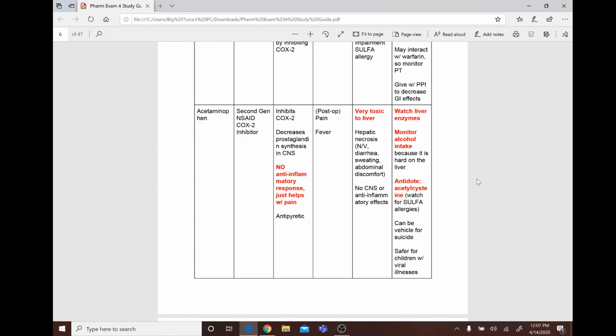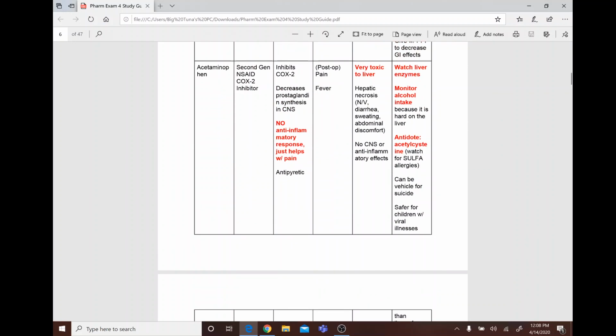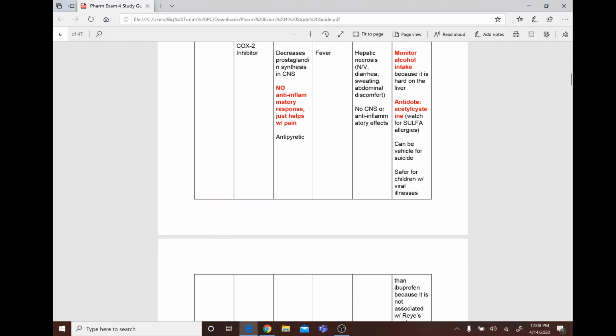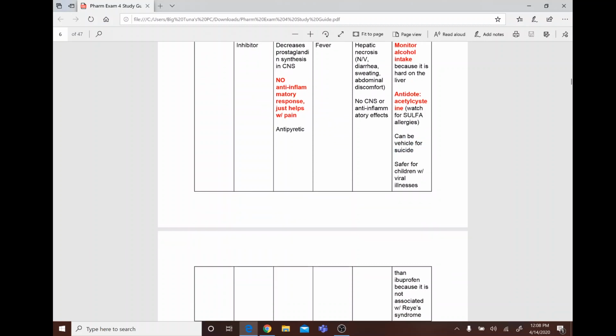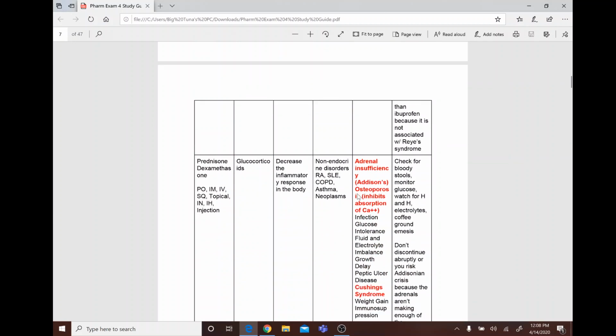What is the antidote for acetaminophen? Acetylcysteine, but you gotta watch for sulfa allergies. What else do we need to know about when someone takes acetaminophen? Gotta watch the liver enzymes, monitor alcohol intake because it's hard on the liver, can be a vehicle for suicide, and it's safer for children with viral illnesses than ibuprofen because of the Reye syndrome.